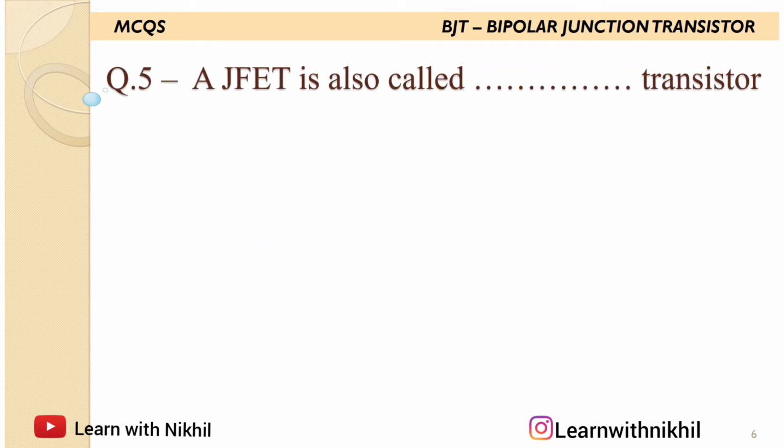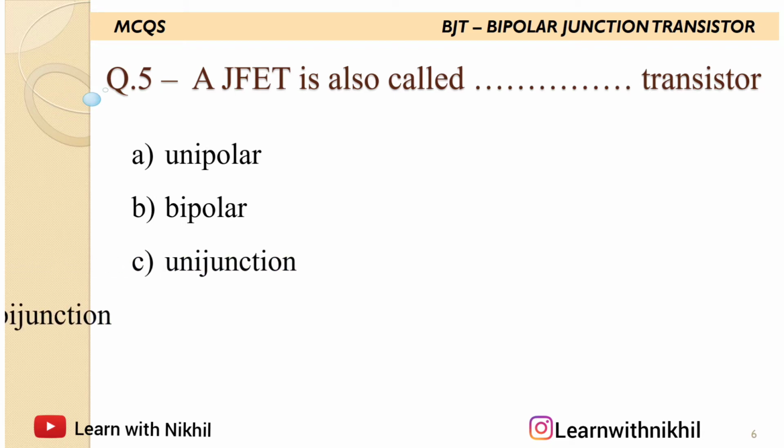Next question. A JFET is also called a dash transistor: unipolar, bipolar, unijunction or bijunction, and the right answer is unipolar.